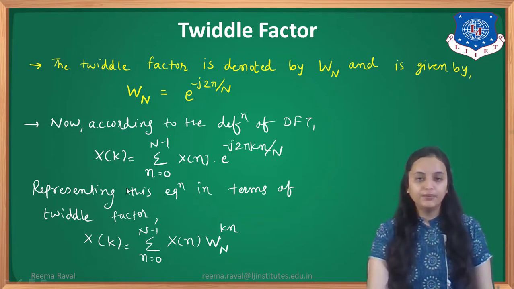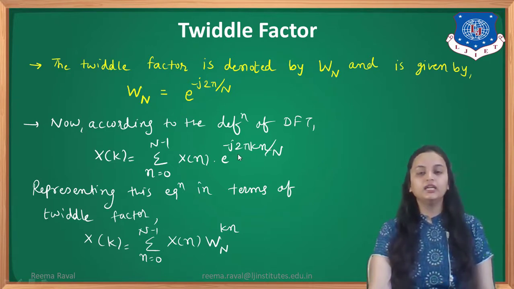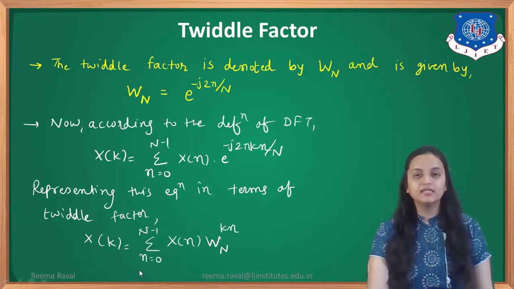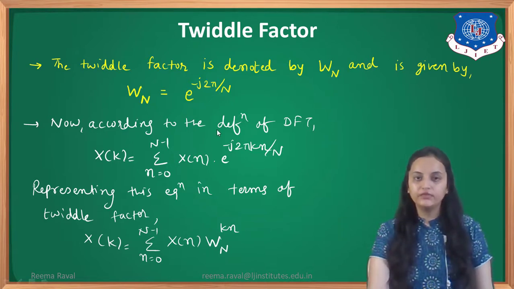Now if we want to represent this standard definition of DFT in terms of Twiddle factor, it is given as X of k equals summation of n equals 0 to N minus 1, x of n W_N raised to kn. So this is the Twiddle factor, which is equal to e raised to minus j 2 pi by N. As you can see over here, we have represented the kn over here and N-point DFT N over here. So this is how we can represent the Twiddle factor.